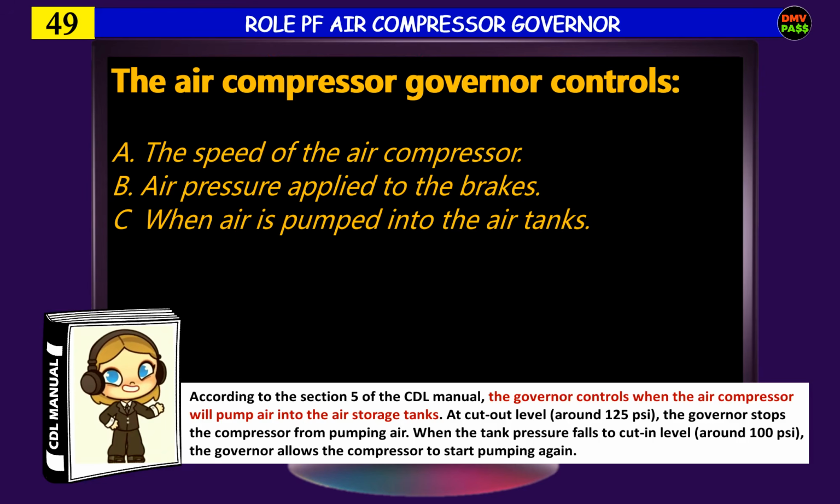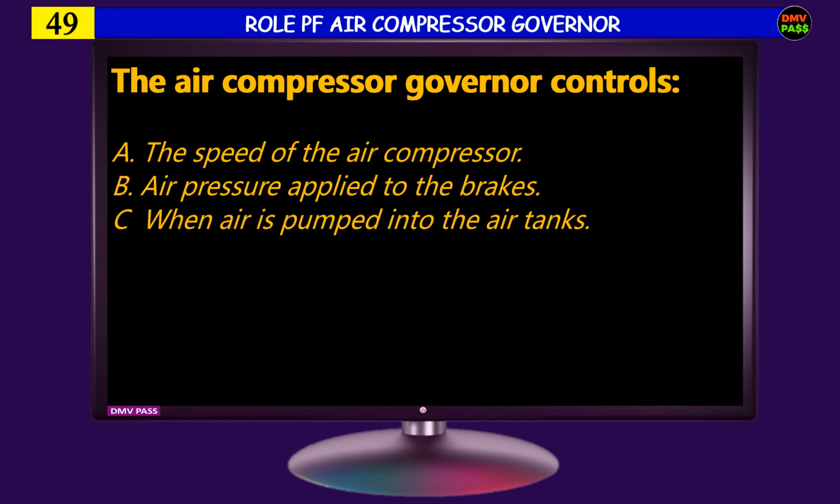Note: according to Section 5 of the CDL manual, the governor controls when the air compressor will pump air into the air storage tanks. At cutout level, around 125 psi, the governor stops the compressor from pumping air. When the tank pressure falls to cut-in level, around 100 psi, the governor allows the compressor to start pumping again. So, the correct answer is C. when air is pumped into the air tanks.